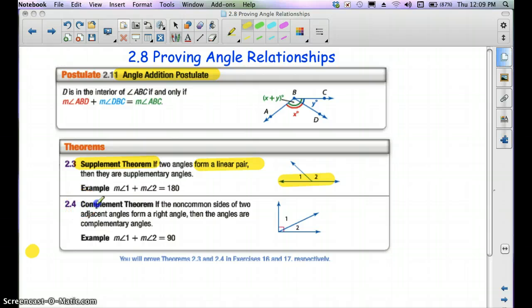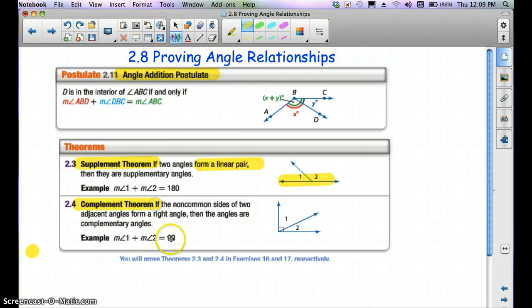And the complement theorem, if the non-common sides of two adjacent angles form a right angle, so if they make a right angle here, then they are complementary angles. And again, pause the video whenever you need to write these down.